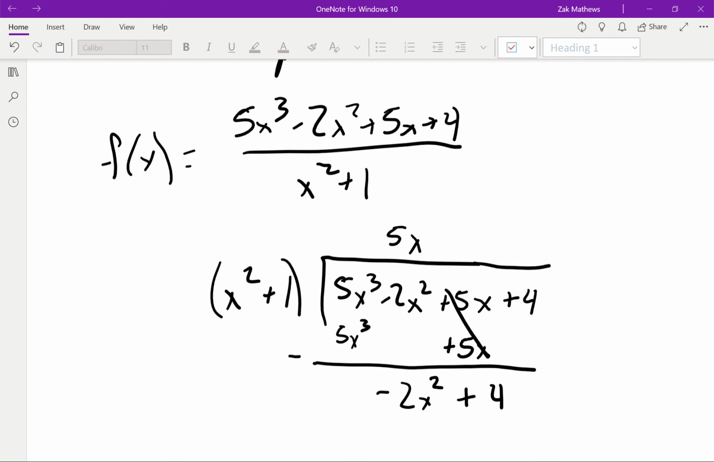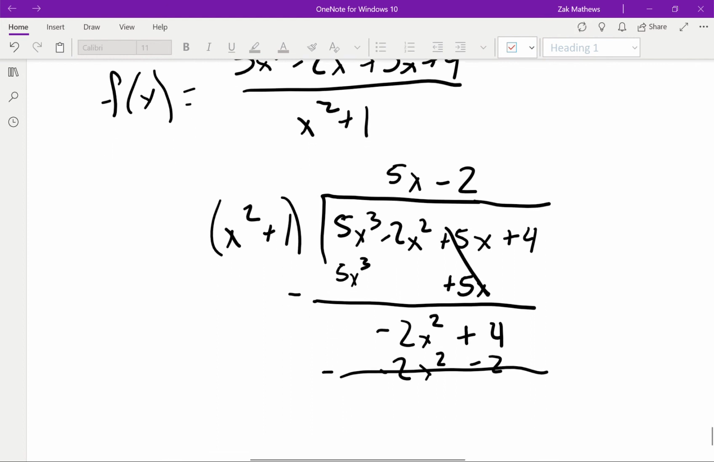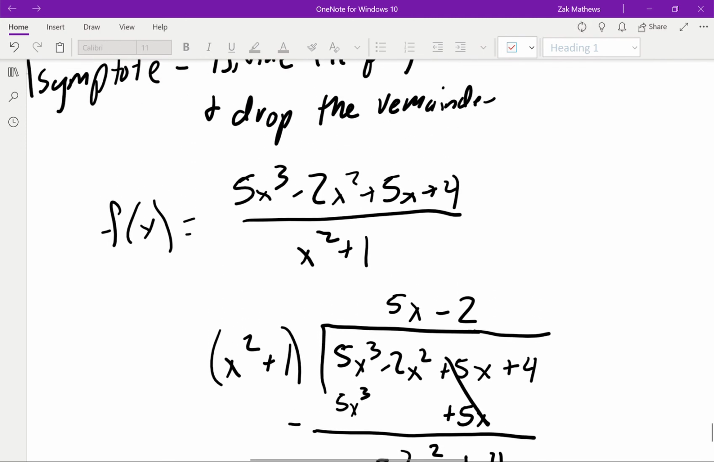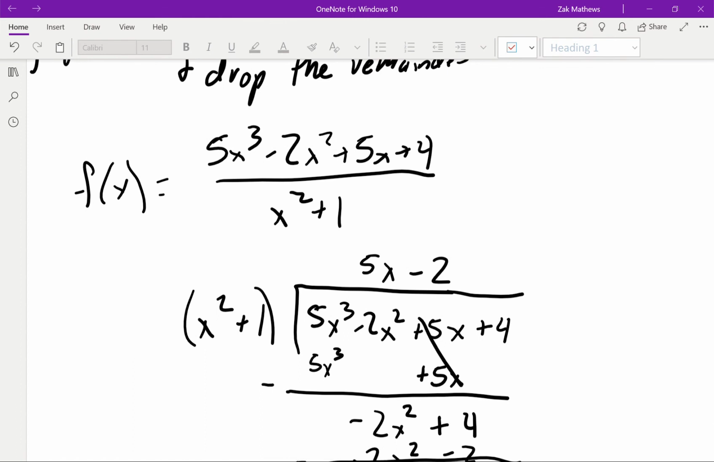What times x squared gives me a negative 2x squared? Negative 2. And so I get a negative 2x squared. That would be a minus 2. I don't really care because everything else past this point is going to give me the remainder. Notice here I'm just left with the constant, so the next thing coming is the remainder. I would have a remainder of 6. I don't care about that. Once I see that that's zeroing out, that is going to give me that slant asymptote. So for this problem, I know that I would get the slant asymptote of y equals 5x minus 2.